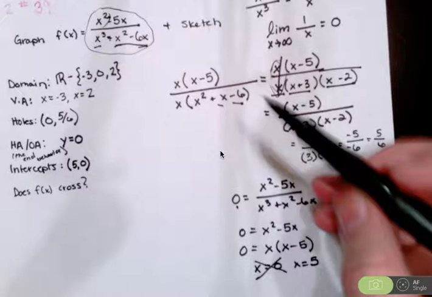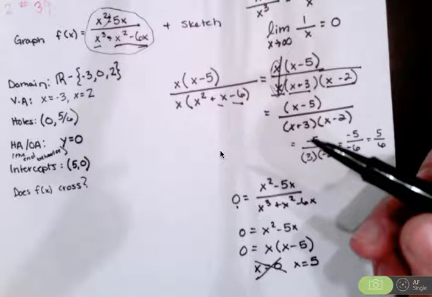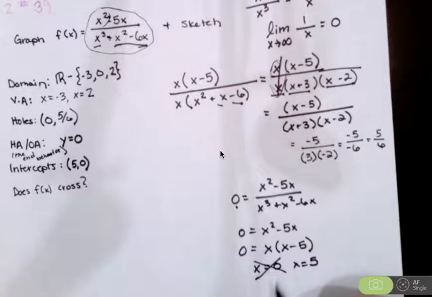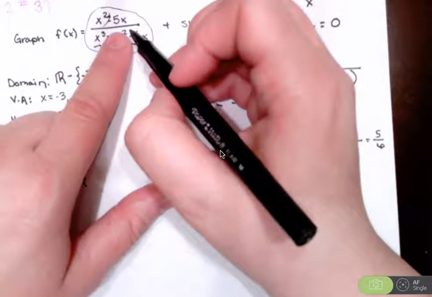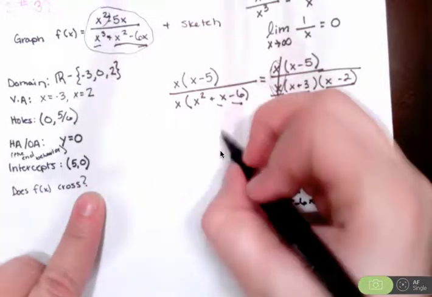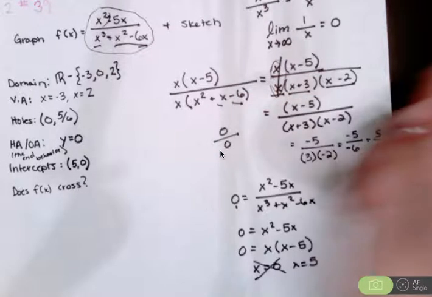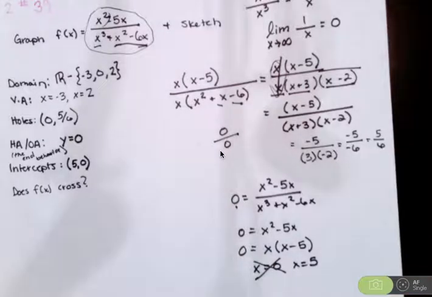So then to find your x-intercepts, you set x equal to 0. So if I do that, I get 0 squared minus 5 times 0, which is 0. So I get 0 divided by 0. That doesn't work. So my only intercept then is (5, 0).